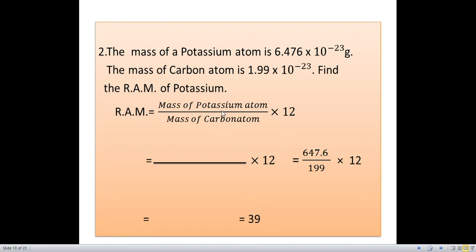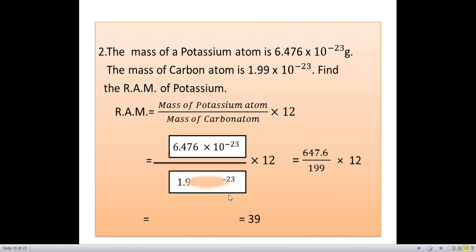So what is the mass of potassium atom given in the question? 6.476 × 10^-23. We have to divide by the mass of carbon atom, 1.99 × 10^-23. You can simplify, 10^-23 and 10^-23 cancel.